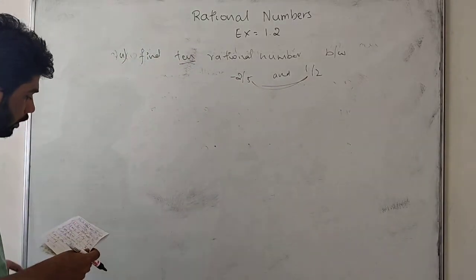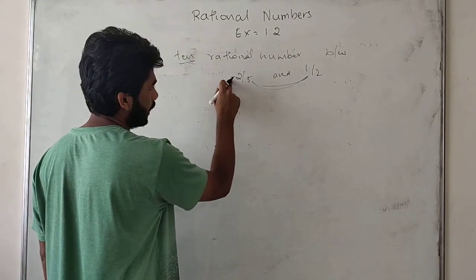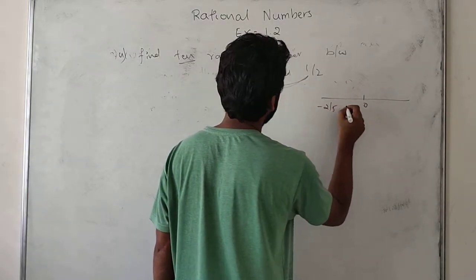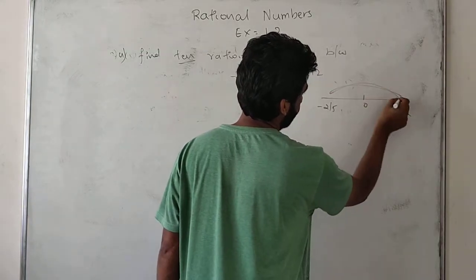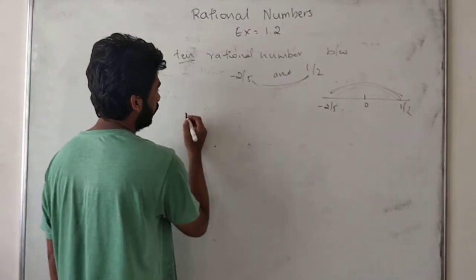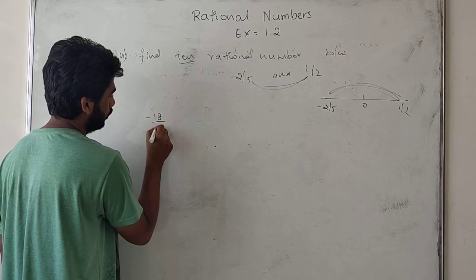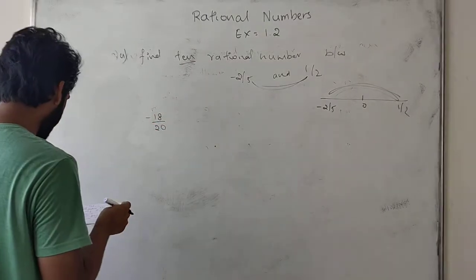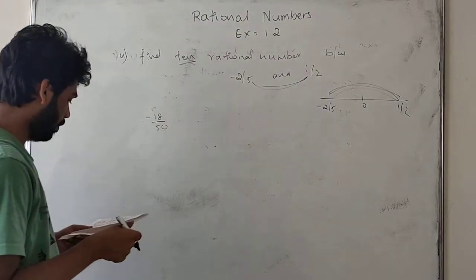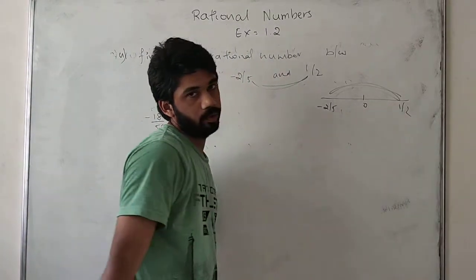So what will we take? We can take numbers in between. The minus sign is there, so here there is one line, 0 is there, minus 2 by 5 and 1 by 2. In between these we need to write the numbers. So I will take the first number as minus 18 by 20, minus 18 by 15 sorry, first number.